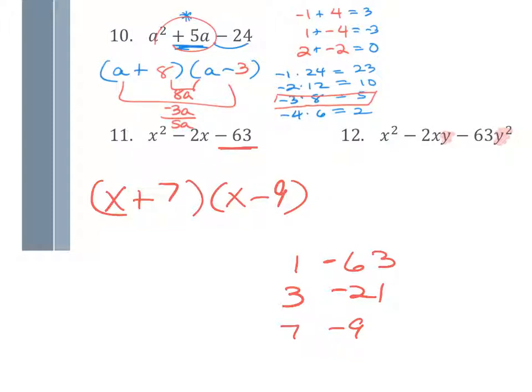And then you could FOIL it and double check that it does go. So inner is 7x, outer is the -9x. Once you combine them, you do get the middle term.